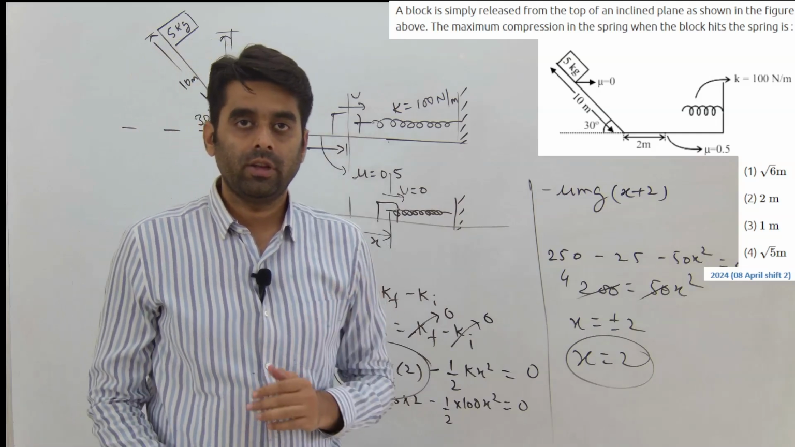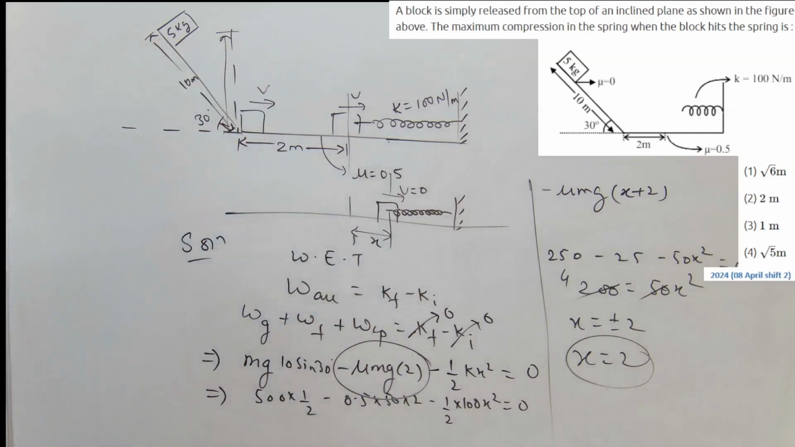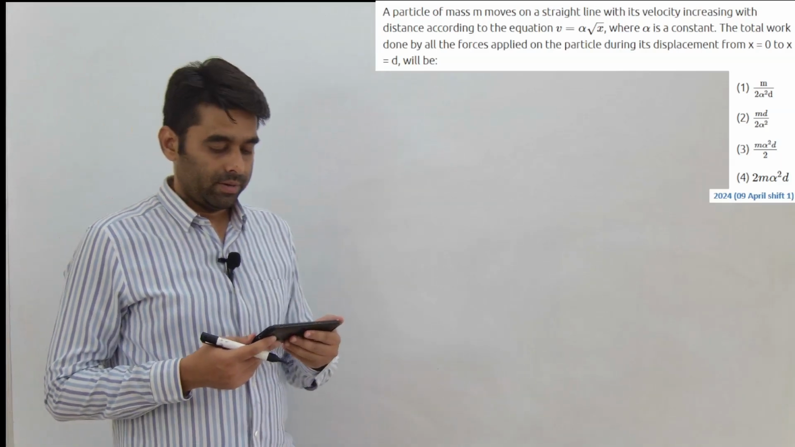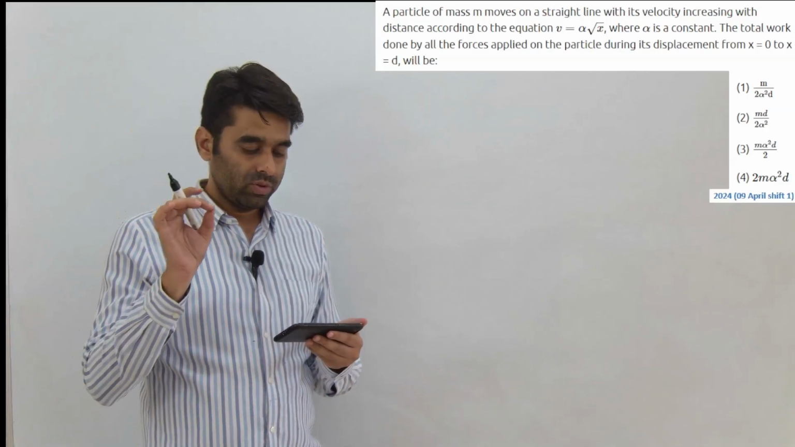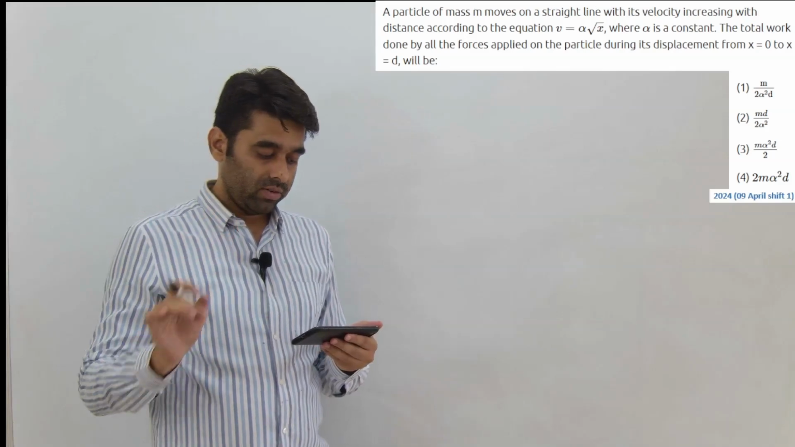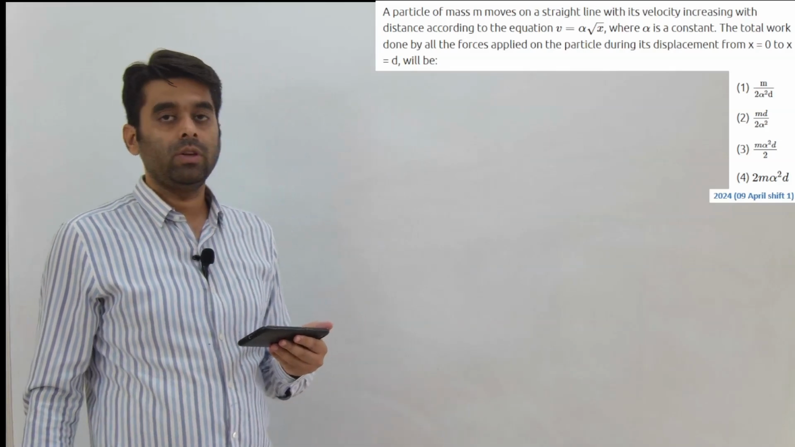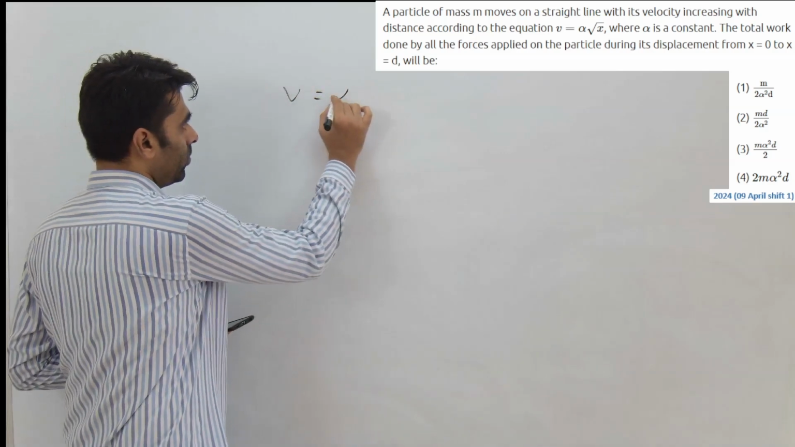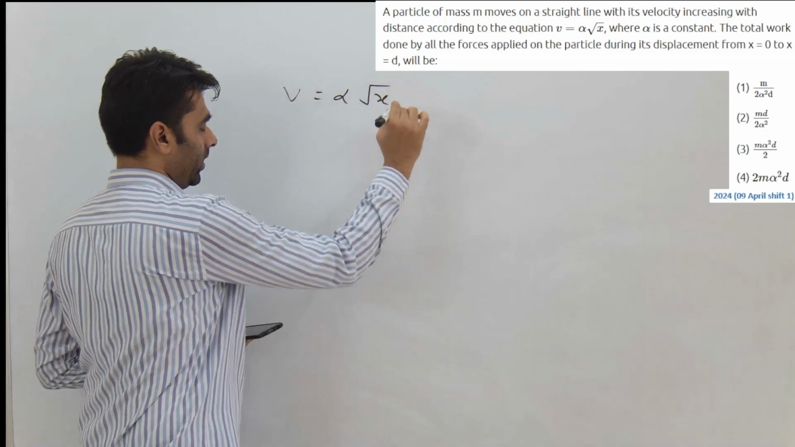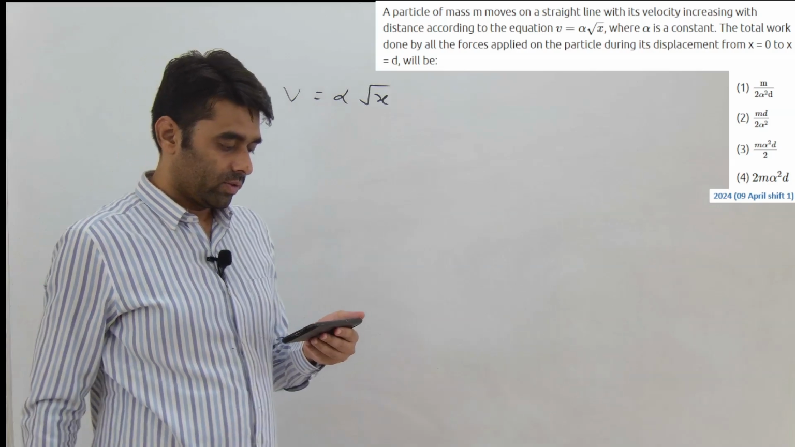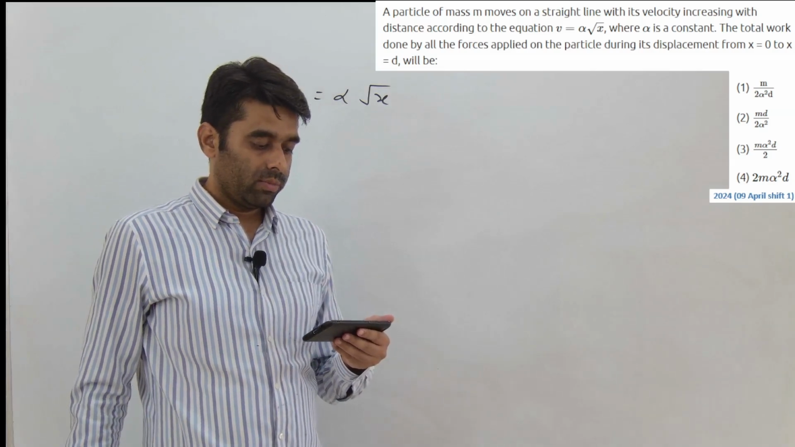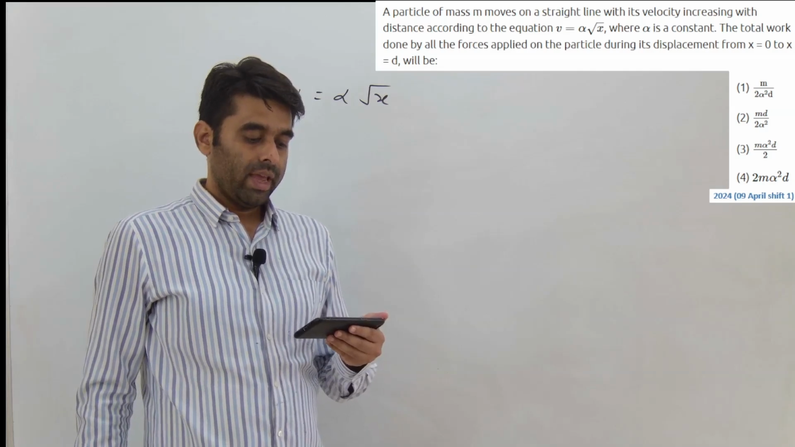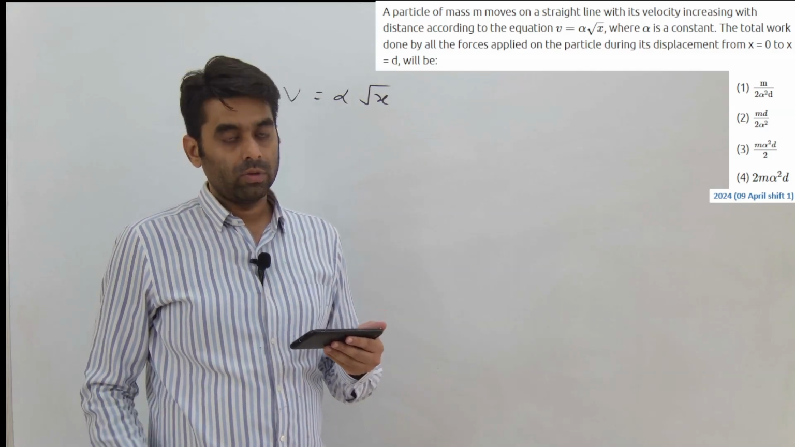Let us move to the next question. Our next question: a particle of mass m moves on a straight line with its velocity increasing with distance according to the equation v equals alpha root x. Here x is, obviously, the distance. The total work done by all the forces applied on the particle during its displacement from x equals 0 to x equals d will be.